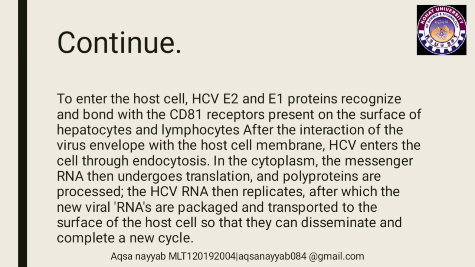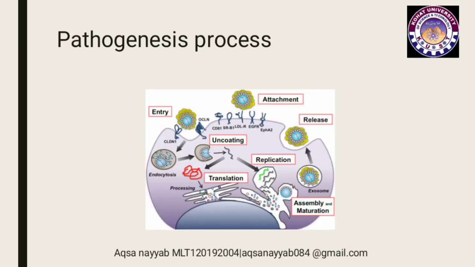After interaction of the virus envelope with the host cell membrane, HCV enters the cell through endocytosis. In the cytoplasm, the messenger RNA then undergoes translation and polyproteins are processed. The HCV RNA then replicates, after which the new viral RNA is packed and transported to the surface of the host cell so that it is disseminated and completes a new cycle. In this diagram, the whole pathogenesis process is shown.